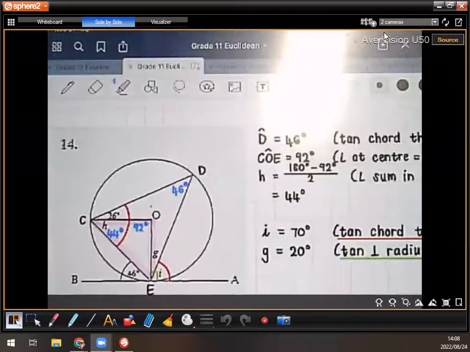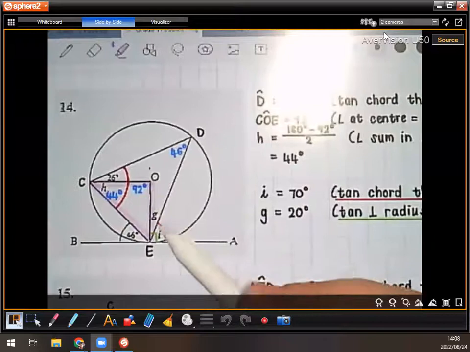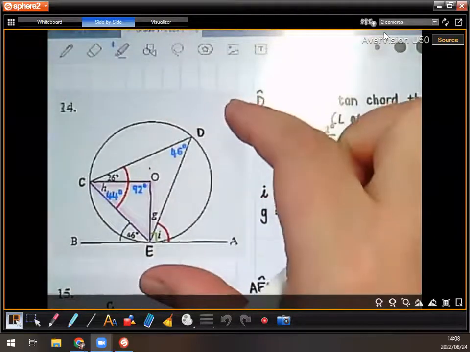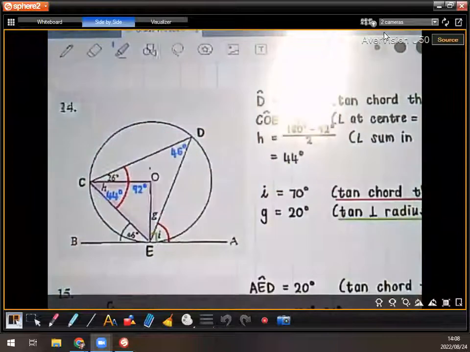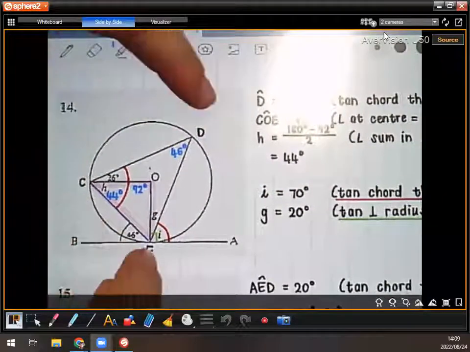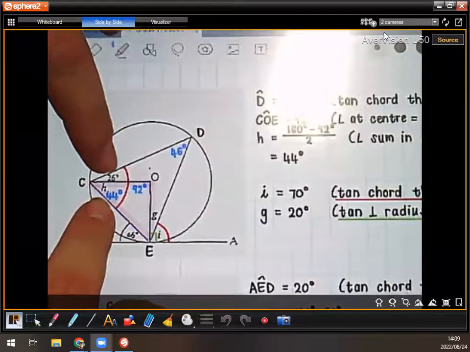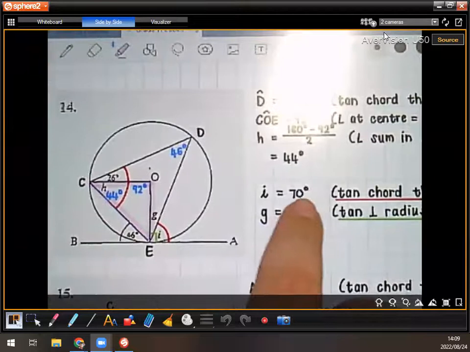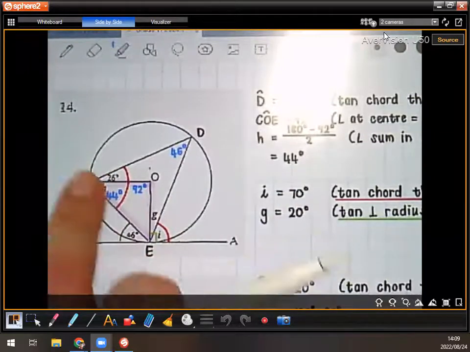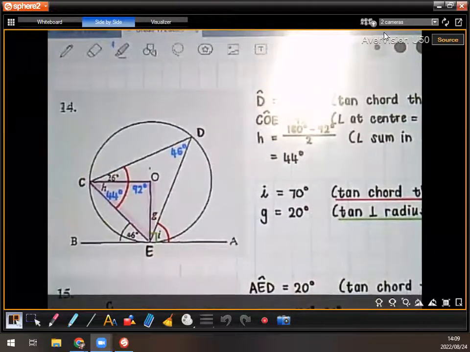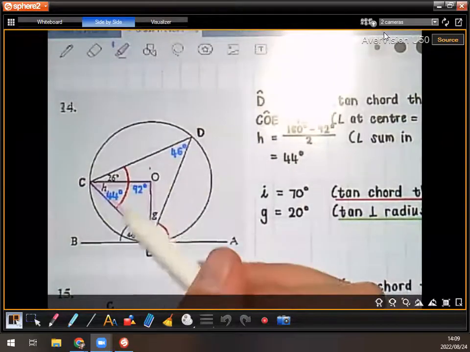Now I had that this was 44. So to get I, what did I do? To get I, I said that this angle, sorry, this one, between the tangent and chord DE is equal to that whole angle at C, right? Because DE subtends that whole angle, which is 26 plus 44. Okay, so that whole angle there is 70 degrees. Okay, so that is why I is 70 degrees from the tan chord. Right, you can see I put it in red there. So that angle is equal to that whole angle, tan chord theorem.